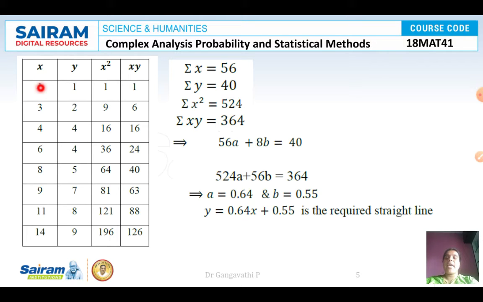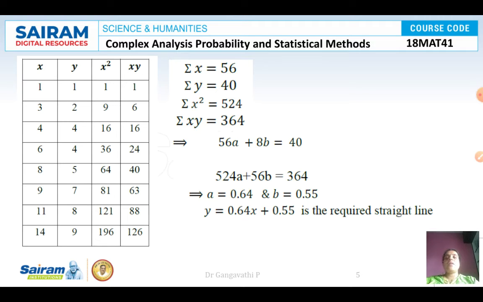So multiply x and y, the corresponding values, and tabulate it here. x1, y1: 1 into 1 is 1. 3 into 2 is 6. 4 into 4 is 16. 6 into 4 is 24. 8 into 5 is 40. 9 into 7 is 63. 11 into 8 is 88. 14 into 9 is 126.